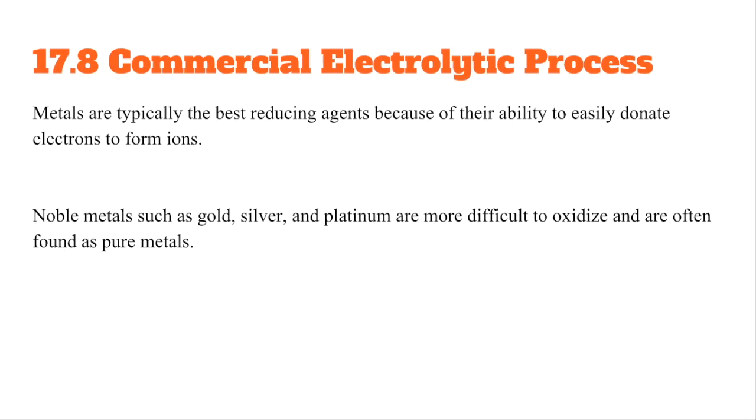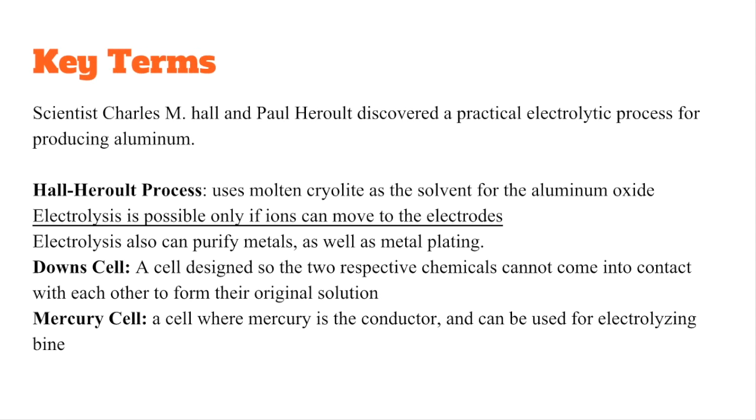So the next section talks about commercial electrolytic processes. Metals are typically the best reducing agents because of their ability to easily donate electrons to form ions. Noble metals such as gold, silver, and platinum are more difficult to oxidize and are often found as pure metals. So for key terms in this section, scientists Charles and Paul discovered a practical electrolytic process for producing aluminum. The Hall-Héroult process uses molten cryolite as a solvent for the aluminum oxide.